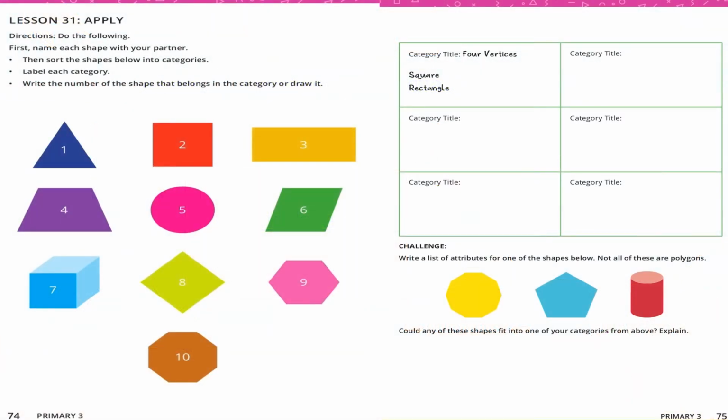Now let's apply to our shapes. Here we have some shapes and we want to name them. The first shape is triangle. Second one, square. The third one, rectangle. The fourth one, trapezium. And we called it trapezoid last year, and both of them are correct. So it can be called trapezium or trapezoid.